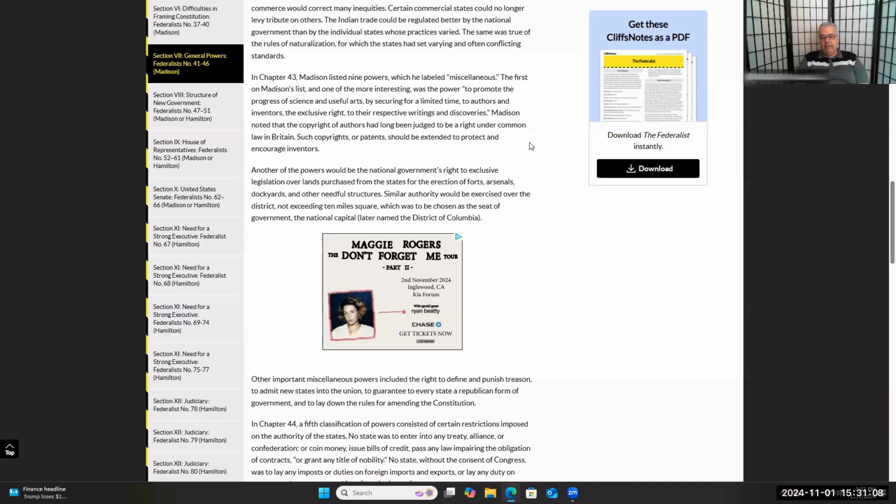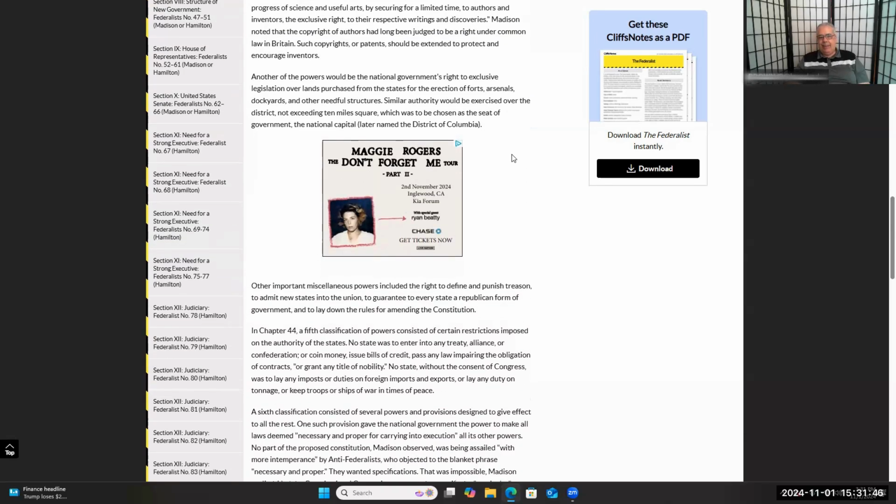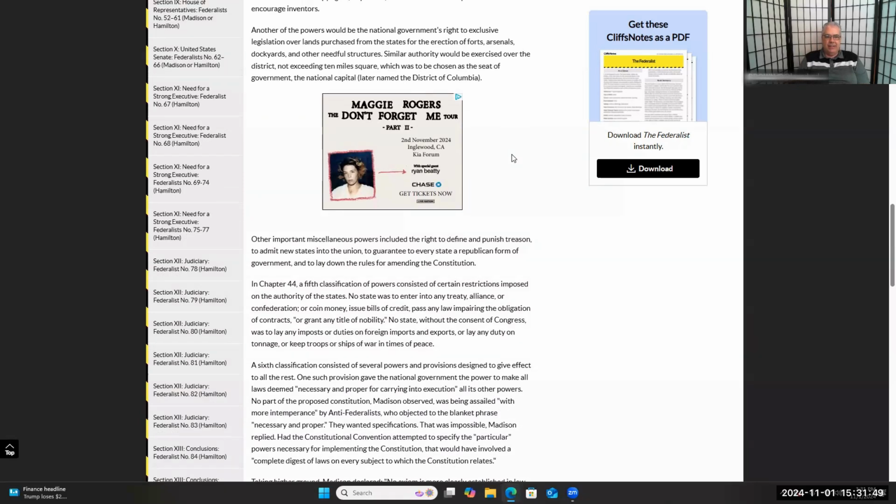Library of Congress. I have several documents in the Library of Congress as I've been published on occasion. By securing for a limited time to authors and inventors the exclusive right to their respective writings and discoveries. Madison noted that the copyright of authors had long been judged to be the right under common law in Britain. Such copyrights or patents should be extended to protect and encourage inventors. And that's why they have the Library of Congress. And that's why my copyright is in there. Not that I'm any big thing, but as an American citizen, we all have the right to do that, right?